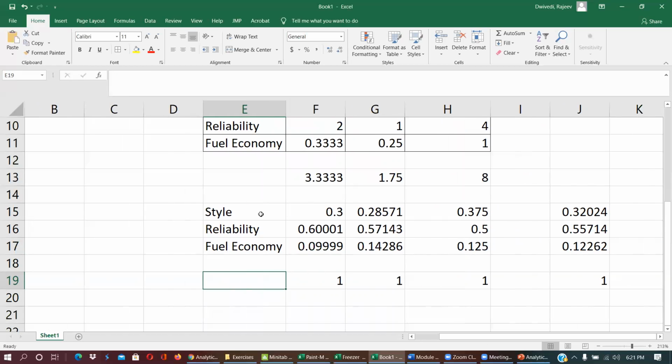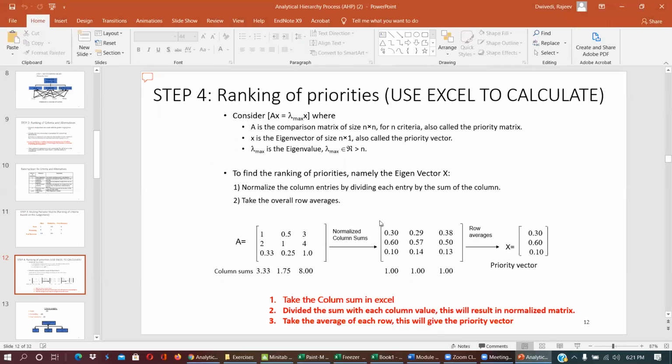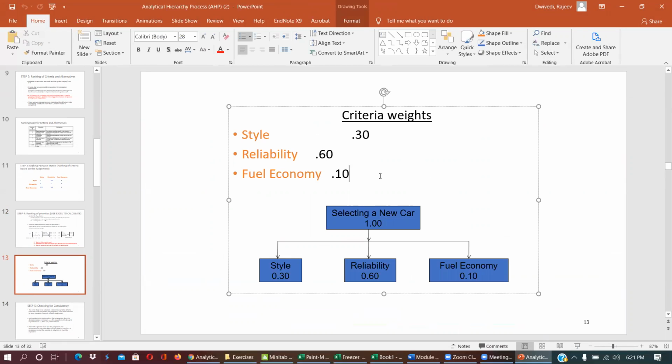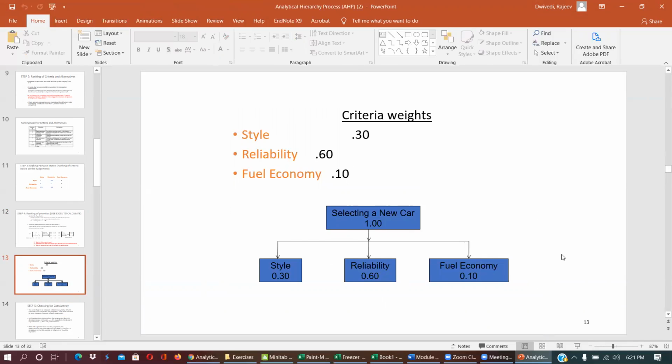So if you can see, this is the weight of style, this is the weight of reliability, this is the weight of fuel economy. Here you can see they have just rounded the things. Style is given 30%, reliability is 60%, fuel economy is 10%. So selecting a new car has been divided into weights.